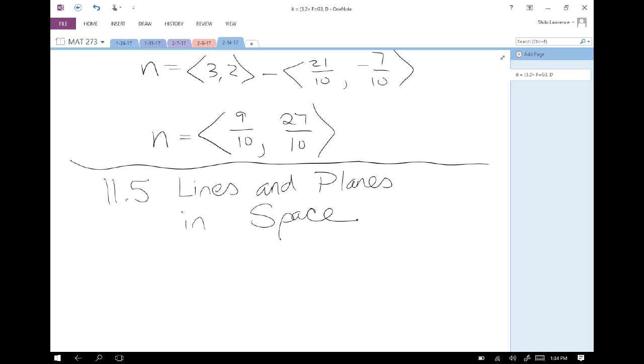This section is broken almost perfectly in half into lines and then planes. A whole bunch of stuff with lines and then a whole bunch of stuff with planes. We'll try to get through lines in the first half, and then we'll come back after break and do planes.